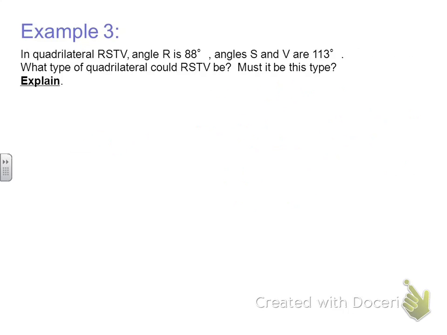So example 3 says in a quadrilateral RSTV, angle R is 88 degrees, and then angles S and V are 113. What type of quadrilateral could RSTV be? And must it be this type?